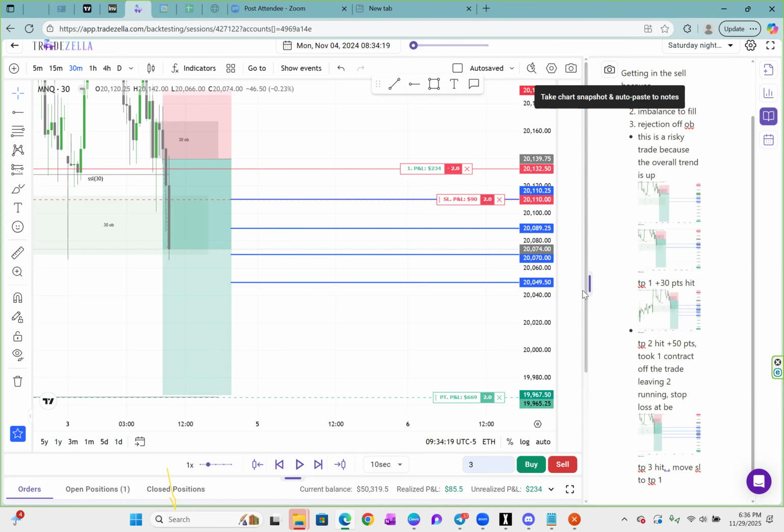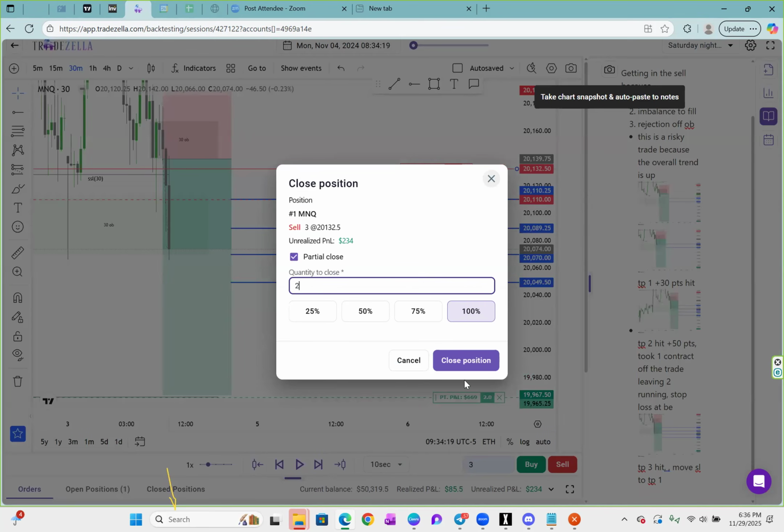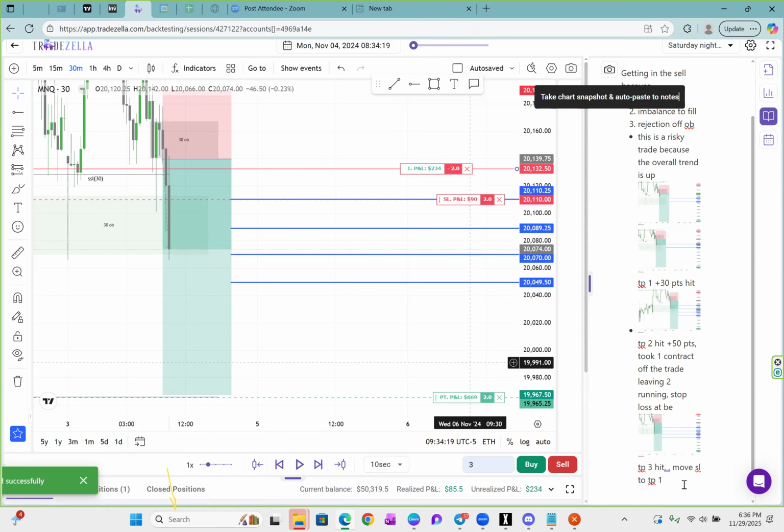I'm going to move stop loss to TP1. And I'm going to take another partial, right? So I'm going to go here, partial close, and I'm going to take one more partial off the trade. Move stop loss to TP1 and take one more partial, leaving one running.